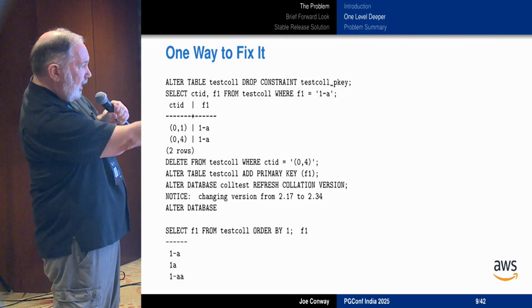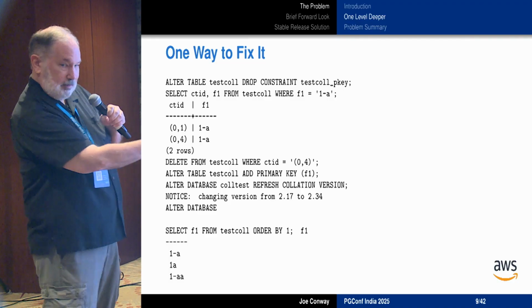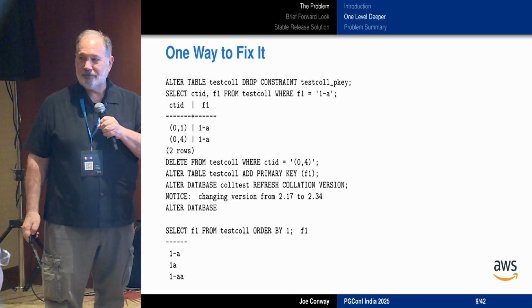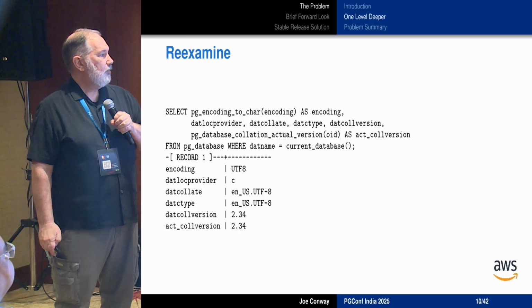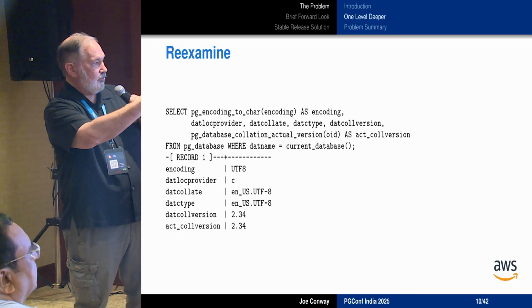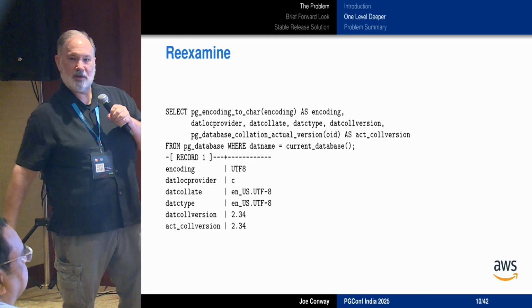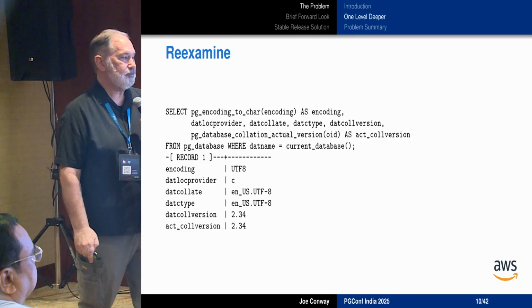So now if I do my select from that table, I get the bush shape that I would have expected on RHEL 9. And if I look, now that I've refreshed the version, I'm going to see the actual collation version is going to match now.